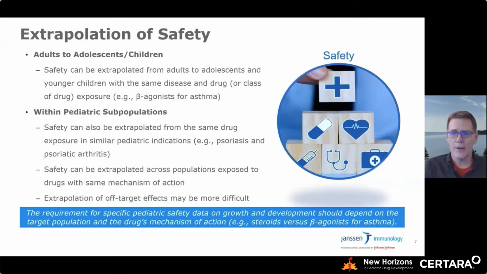Safety can be extrapolated across populations exposed to drugs with the same mechanism of action, that is, on-target effects. However, extrapolation of off-target effects may be more difficult. The requirement for specific pediatric safety data on growth and development should depend on the target population and the drug's mechanism of action, such as steroids versus beta agonists for asthma.